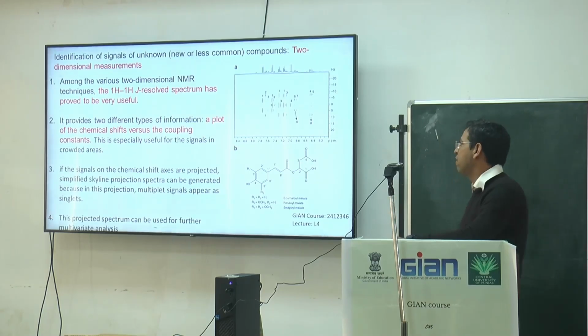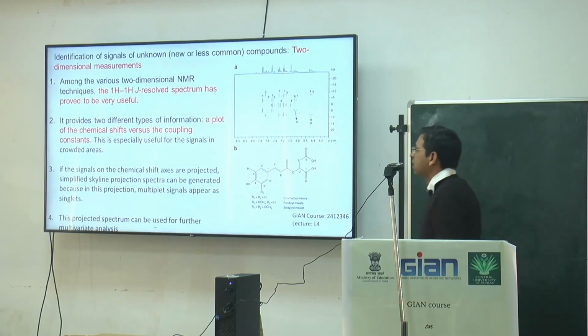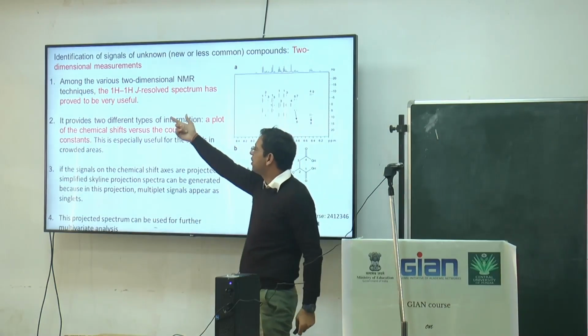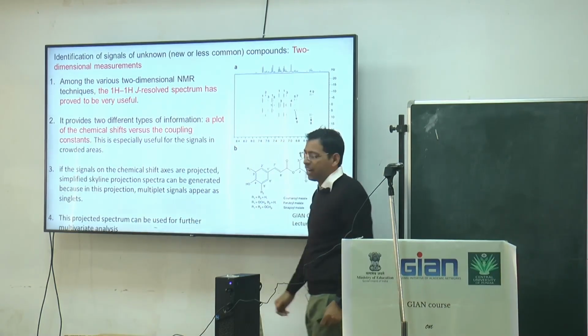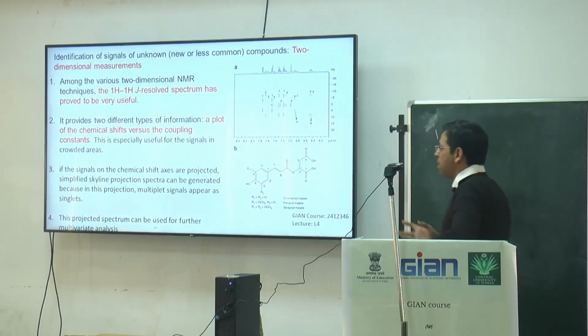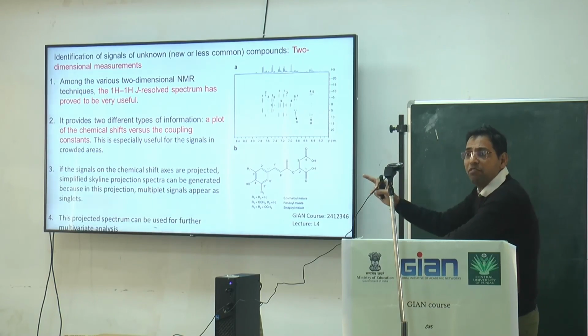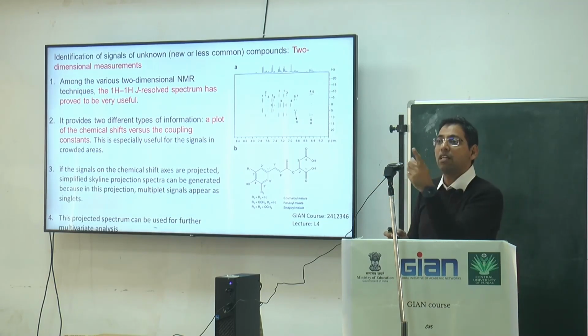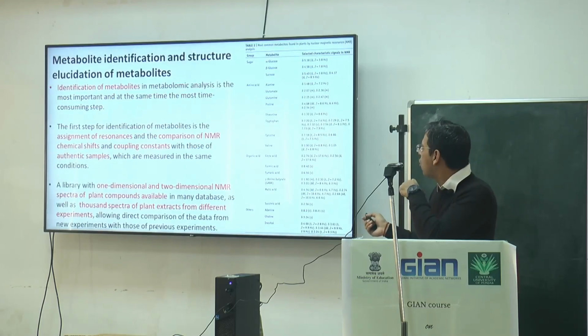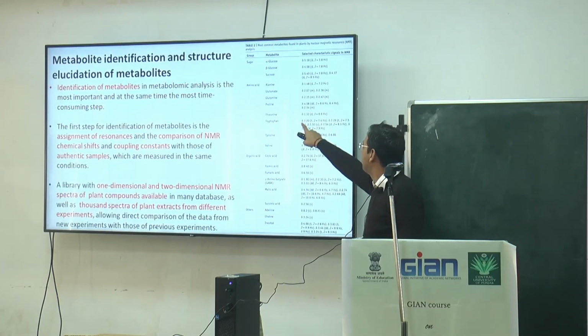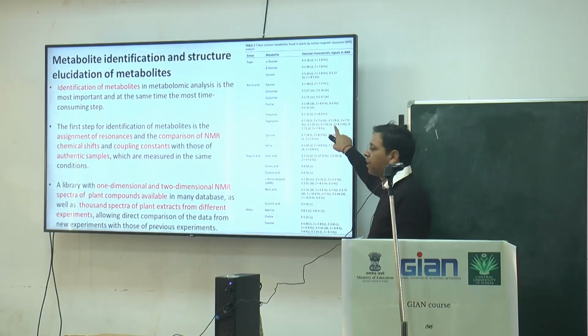In two-dimensional NMR, we use another thing: the plot between the 1H and 1J resolved spectra. That is very useful for two-dimensional NMR. Here we are plotting the chemical shift versus the coupling constants. So a new thing comes up, which is the coupling constants. If you go back, this is the chemical shift, and this is the coupling constants.